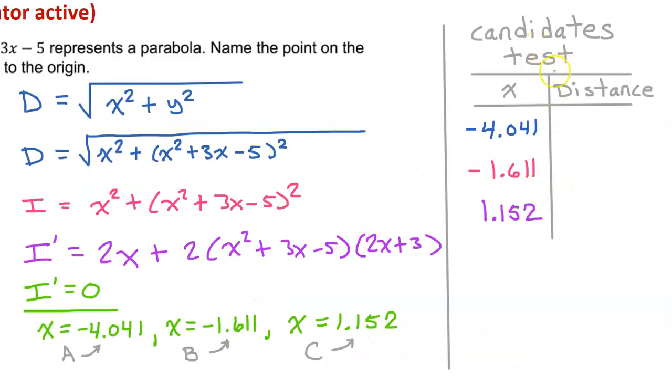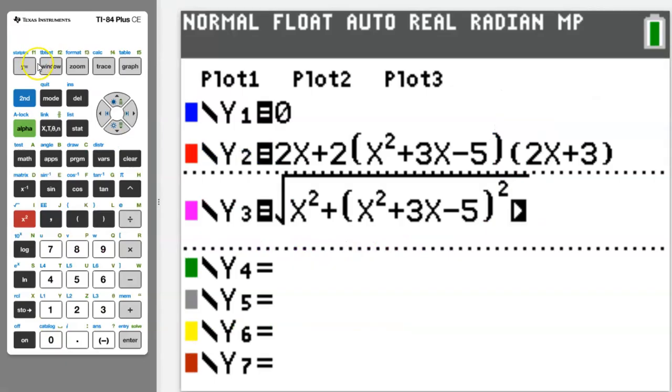So let's make our candidates test using the three critical values that we have, and in the summary, we will mention why the endpoints were excluded. Let's use the graphing calculator to help us find the distance at each of these three x values. We will need to type this expression for distance in as y3. So here I have typed the distance expression in as y3.